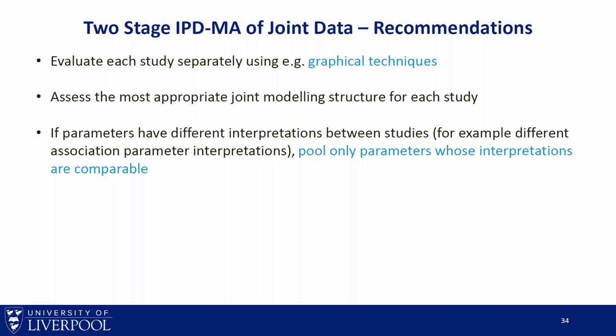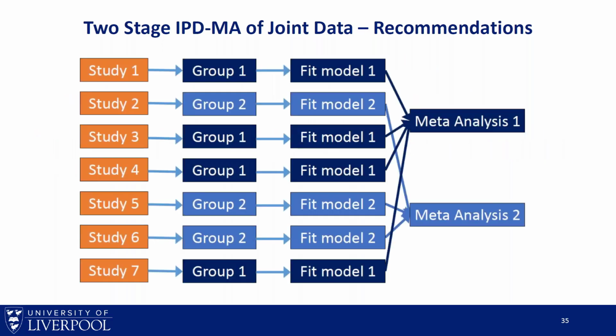If the specifications of the joint models are identical across studies, parameters should have the same interpretation and so can be pooled. If model specifications differ across studies, then care should be taken to consider exactly what the interpretation of each parameter in each study is, especially the association parameters. Only parameters with comparable interpretations should be pooled. To show this in picture format, if you had 7 studies in a two-stage IPD meta-analysis, you would examine the data in each study and consider the most appropriate joint modelling structure to fit to the data from each study. Here the studies fall into 2 main groups. You would fit model specification 1 to the studies in group 1 and model specification 2 to the studies in group 2. You would then meta-analyse results from group 1 and separately meta-analyse results from group 2.